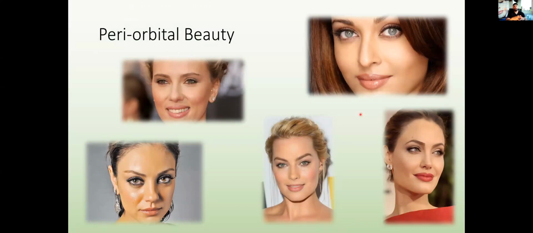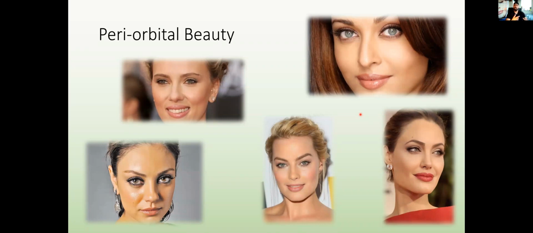So periorbital beauty. This is obviously going to be very subjective. So you've got 5 women here. You'll have the likes of Mila Kunis, Angelina Jolie, Margot Robbie, Scarlett Johansson, and Aishwarya Rai. If you focus in on the eyes, they vary in diameter, in height. The intercanthal distance is different amongst them.